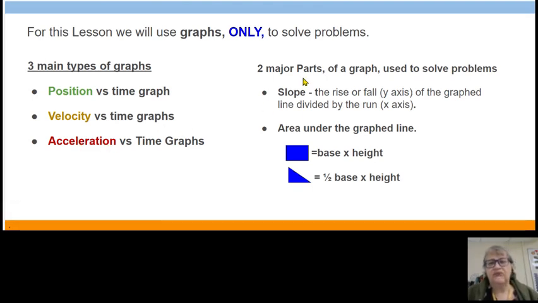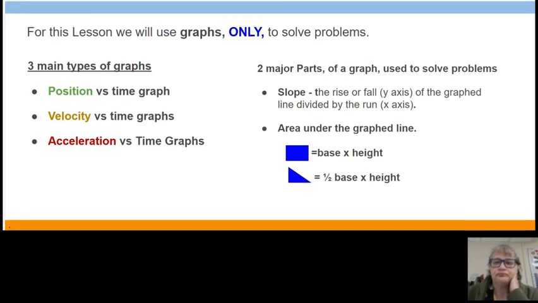There are two major parts of a graph that we're going to use to solve the problems. The first one is the slope. If you remember, the slope is how steep the line on the graph is. You take the rise or fall of the graph line divided by the run. So how far over does it go?